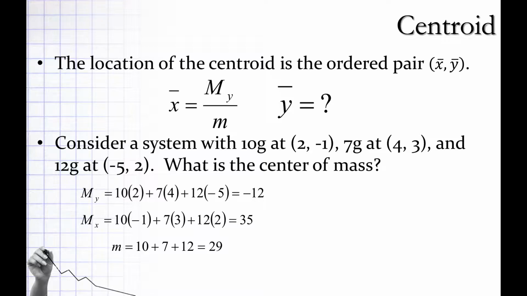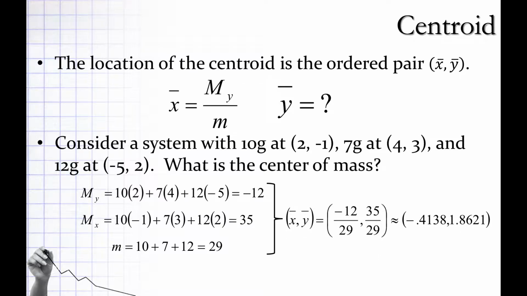All right, so now, in order to find the x-coordinate of our centroid, we are going to take, what? What divide which two? So negative 12 and 29. Okay, negative 12 over 29 is what we take for our x-coordinate. And 35 over 29 is what we take for our y-coordinate. So the moment about y over mass gives us x. The moment about x over mass gives us y.